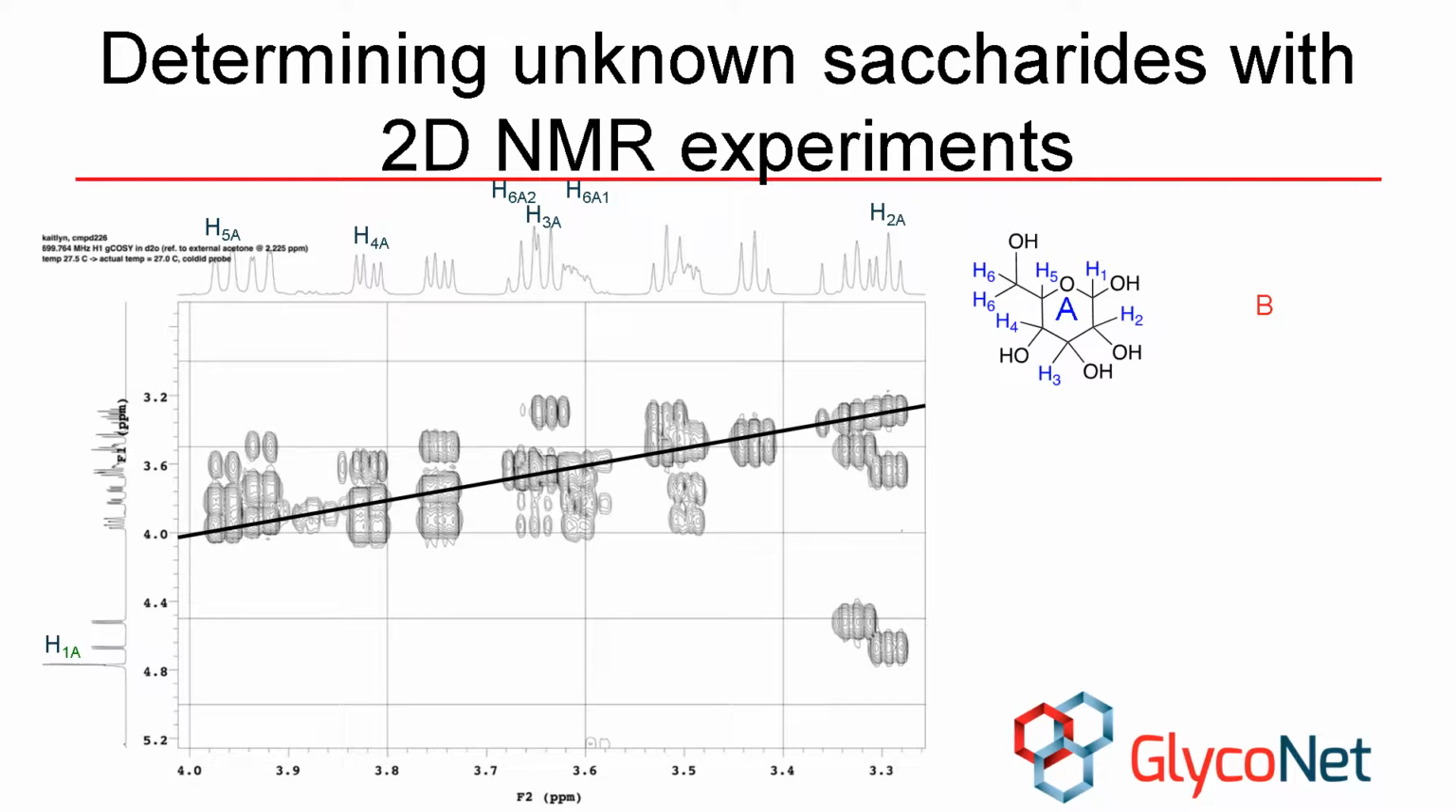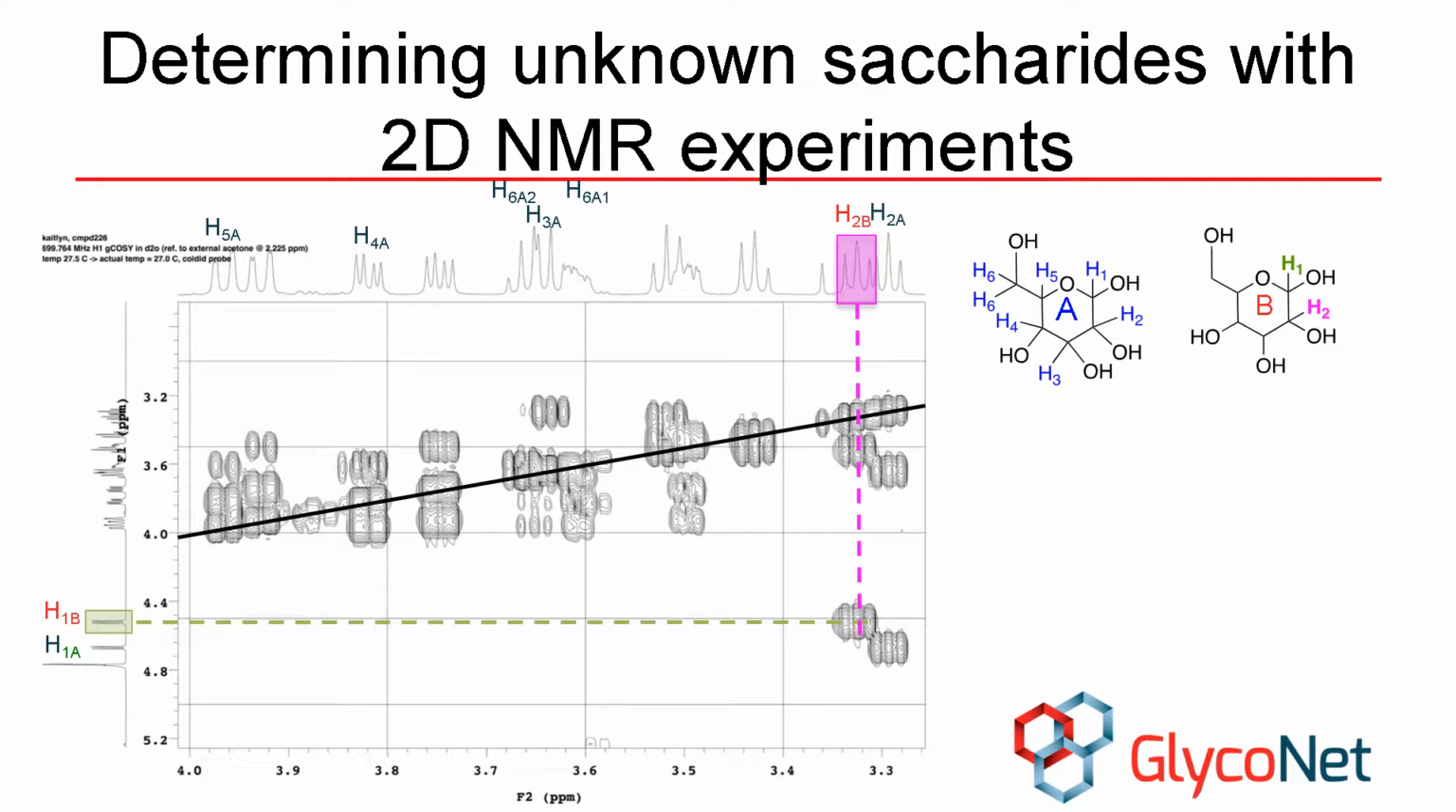Having identified all the peaks that are due to monosaccharide A, we can repeat the process for the peaks in monosaccharide B. Once again, we have our diagonal shown in black. A horizontal line is drawn at the peak H1B until a cross peak is observed. Drawing a vertical line at the cross peak, we can identify proton at position 2 as having a chemical shift of 3.33 parts per million.